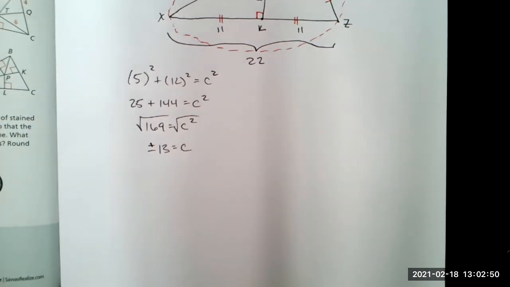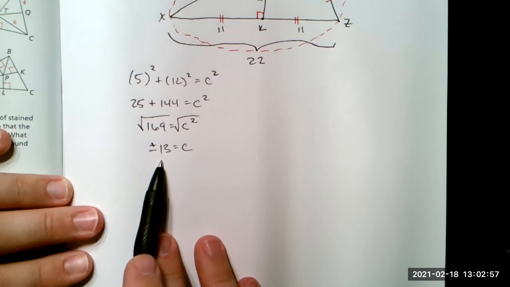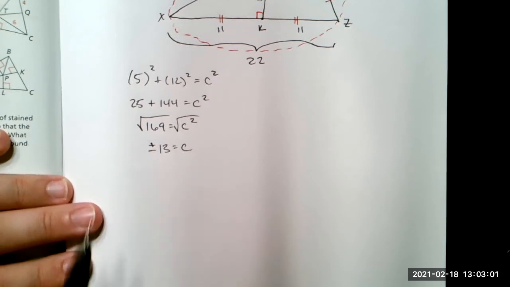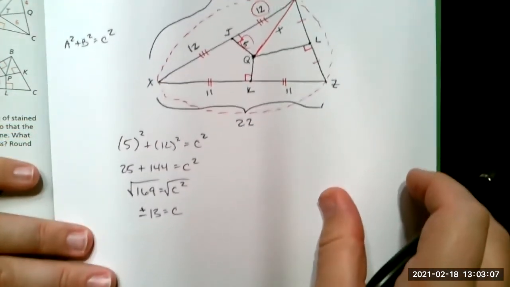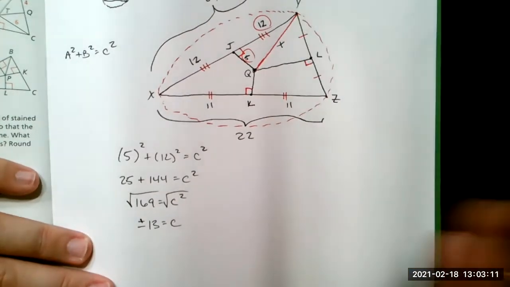Well, remember, anytime you square root a number, it's always the positive and negative version, because 2 times 2 is 4 and negative 2 times negative 2 is 4. So you always want to include the positive and negative versions. But in this case, I think they're talking about the distance, right? The distance from the center of my circle to the edge. So distance is always positive.